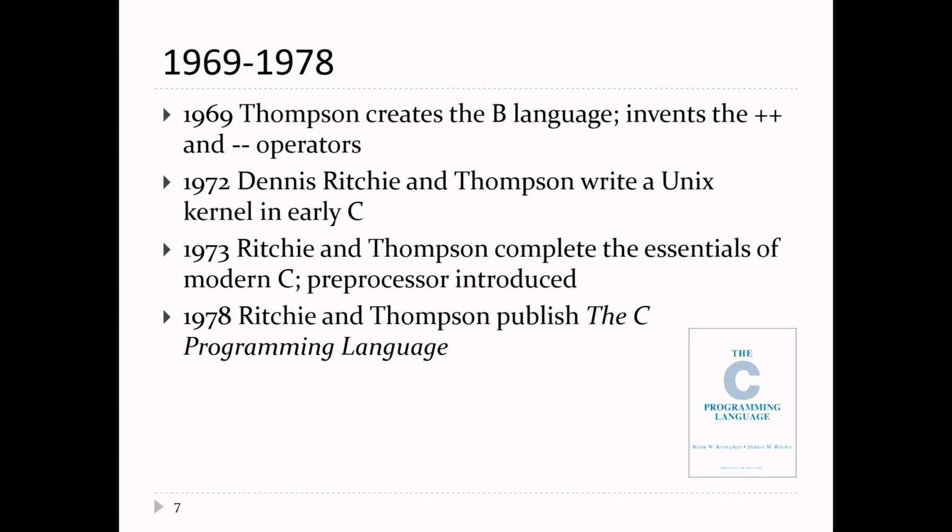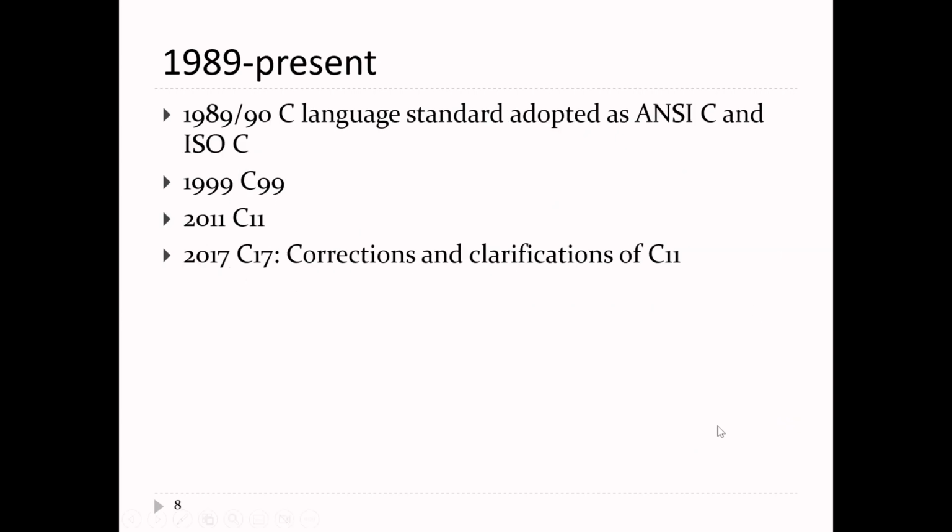which is actually kind of sad because the language has come quite a long way since 1978. But this is still often cited as a reference. And in 1989, 1990, C became an official standard. So there's actually a body of people that governs the evolution of the language.